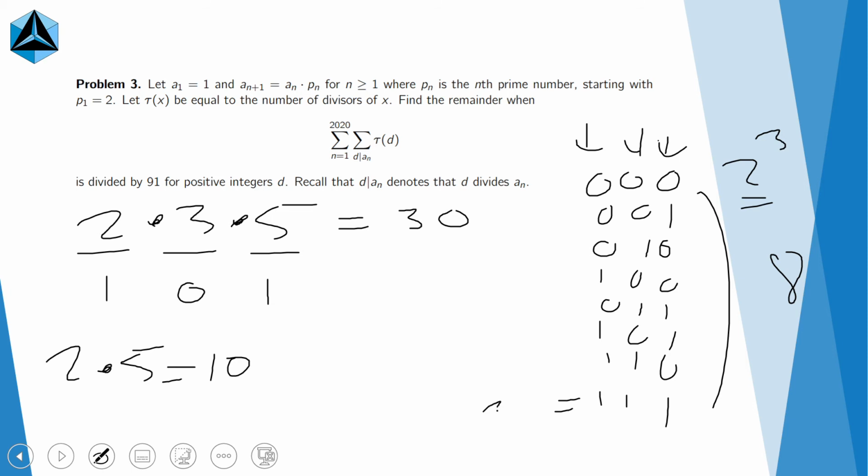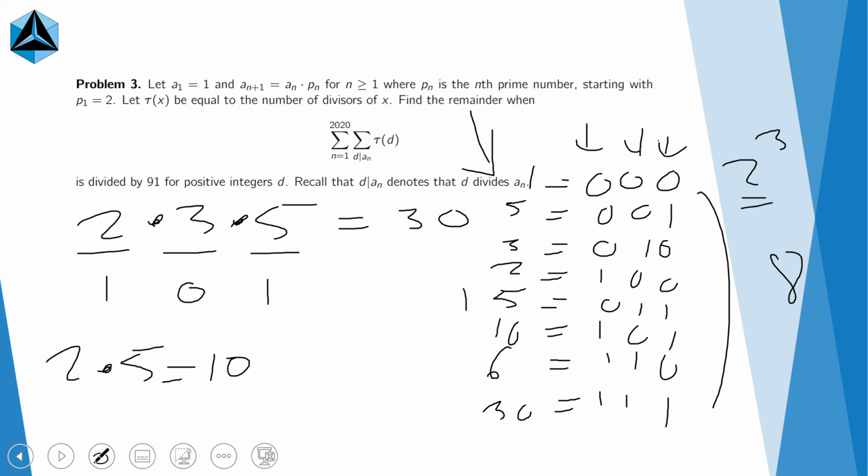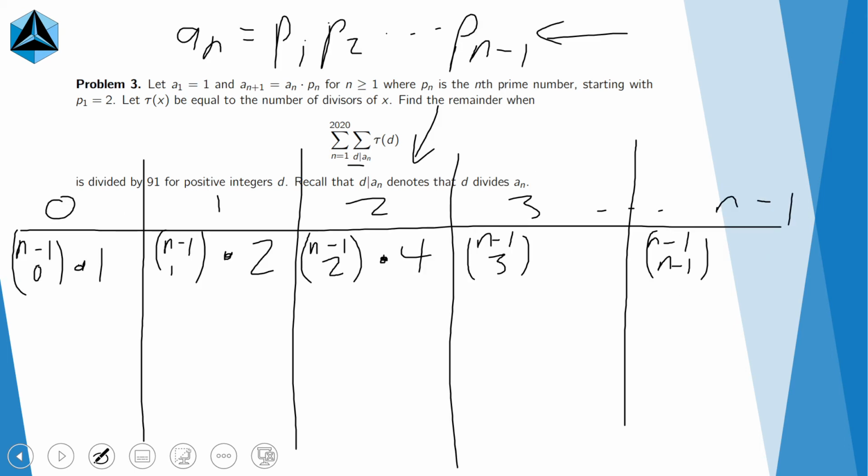I can write out what each of these would be, and hopefully this should make sense. So we have 2, 3, 5, and then 1. For each, we see that these are going to be the factors of 30, and this becomes 2 to the third power. We can continue for each group here, and this final group is going to be multiplied by 2 to the power of n minus 1.